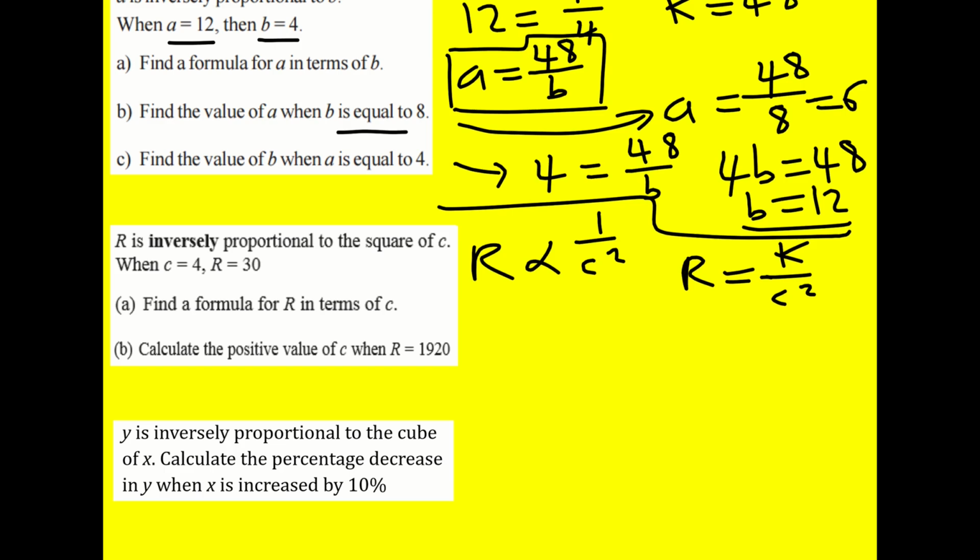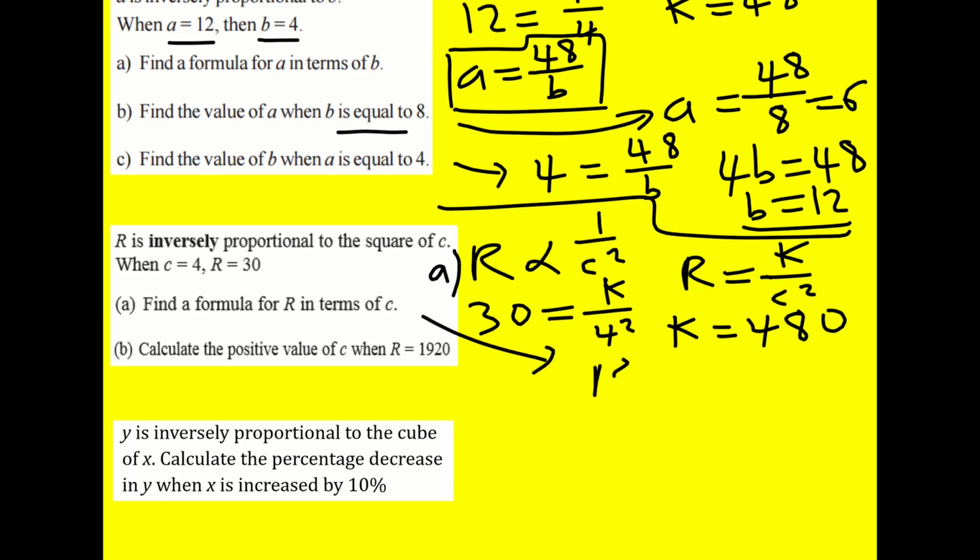I've even jumped into doing the question before it's asked me to. So I've got a formula, I just don't have the value of K, so I need to find it. So I can substitute in 30 equals K divided by 4 squared. That means K is going to be 30 multiplied by 16, and that gives me 480. And so my answer for part A is R equals 480 divided by C squared.